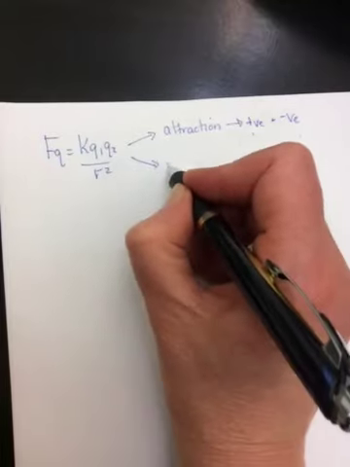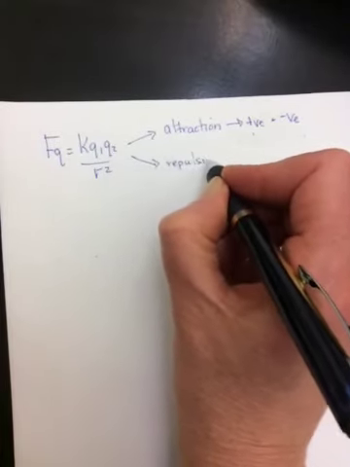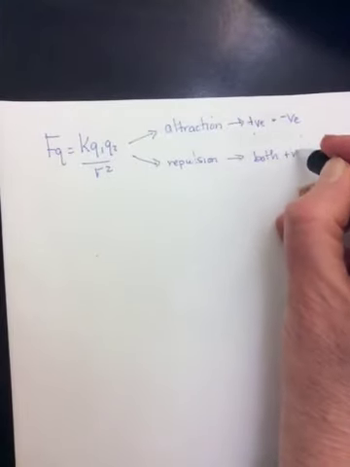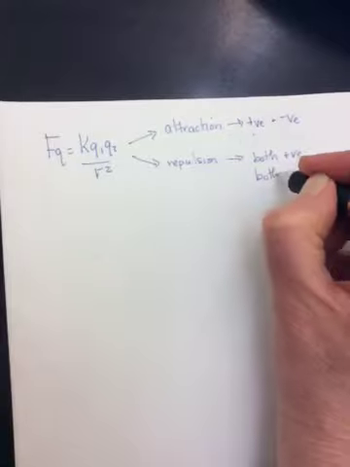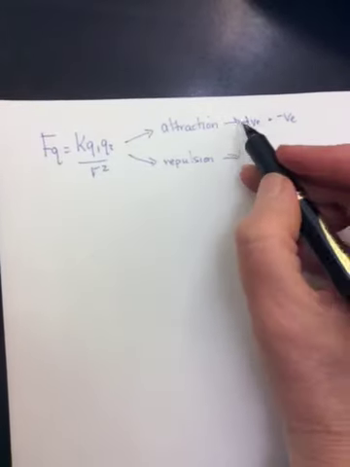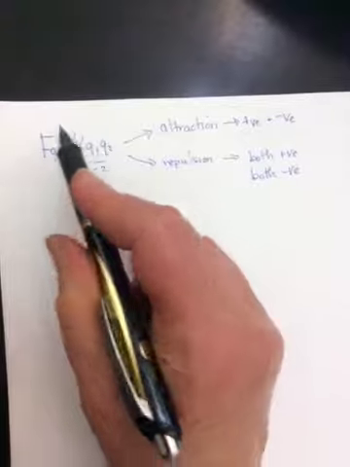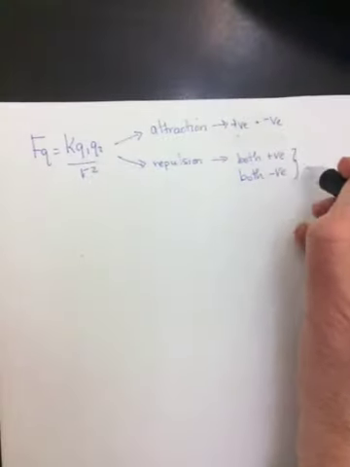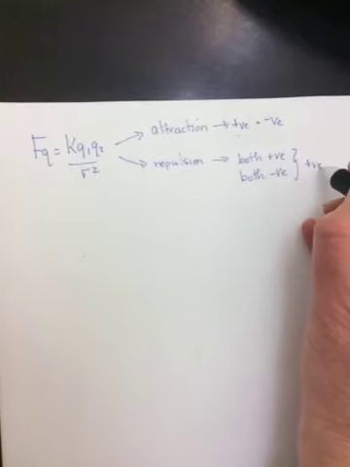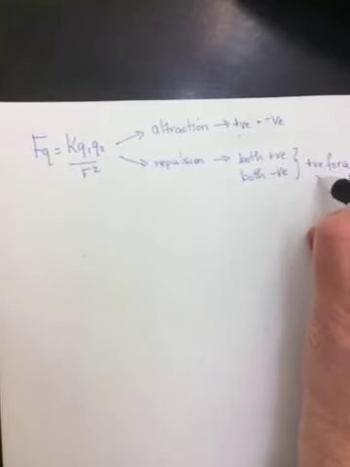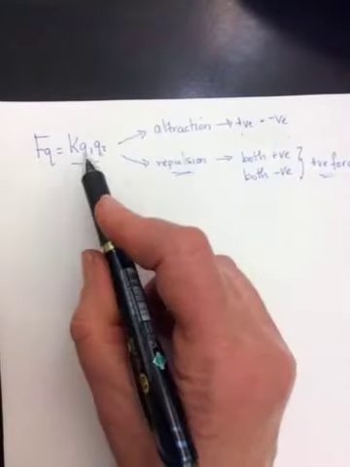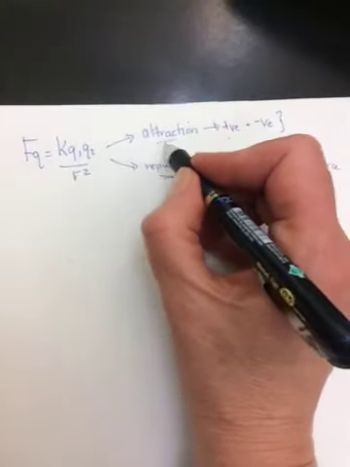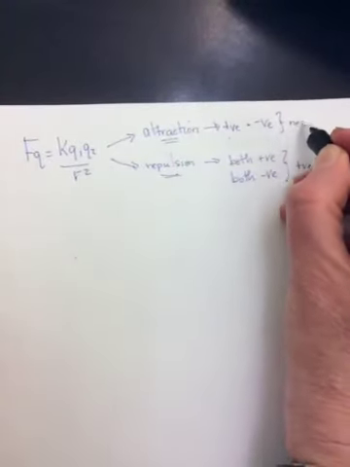You'll get a force of repulsion when either they're both positive or they're both negative. Okay? So if it's a force of repulsion, if they're both positive, F_Q will be positive. If they're both negative, F_Q will be positive. So the force of repulsion is a positive force. But if one's positive and one's negative, F_Q will end up being negative. So a force of attraction is a negative force.